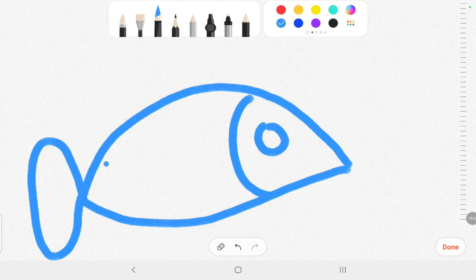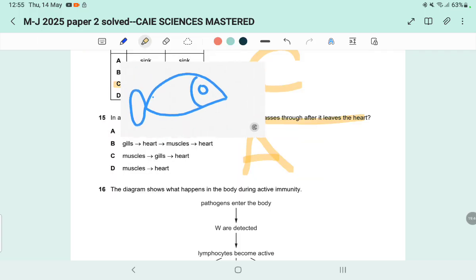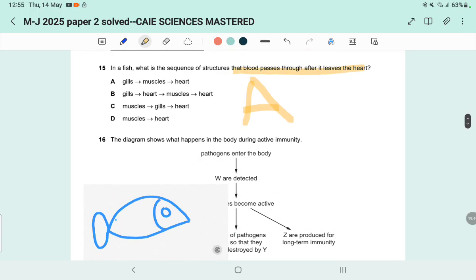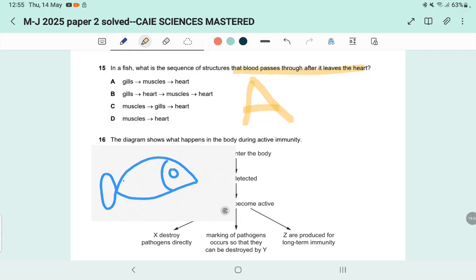Okay, now the answer we told is what? We said that first the blood, after going through the heart, goes where? Basically, it goes through the muscles and then through the heart again. After it leaves the heart, it will go to the gills. Why? Because a fish has one cycle of blood. It is not like us, a double circulatory system. It's only a single circulatory system.